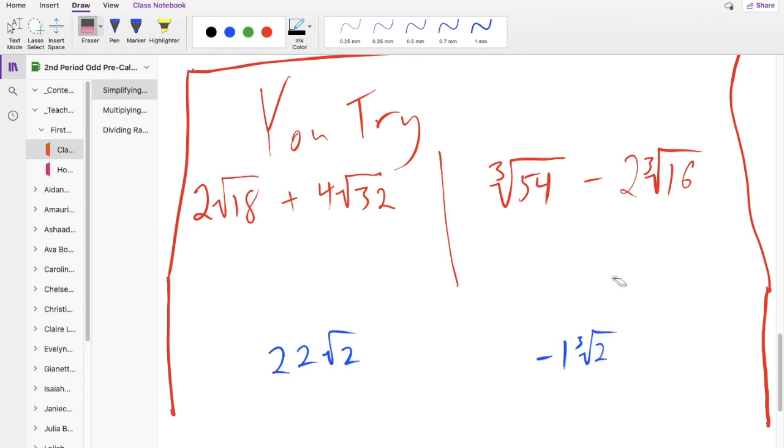All right, welcome back. For the first problem, you should have gotten 22 root 2. And the second problem, you should have had negative 1 times the cube root of 2. If you didn't get those answers, try to rework back through, see where your mistakes were, and just keep practicing.